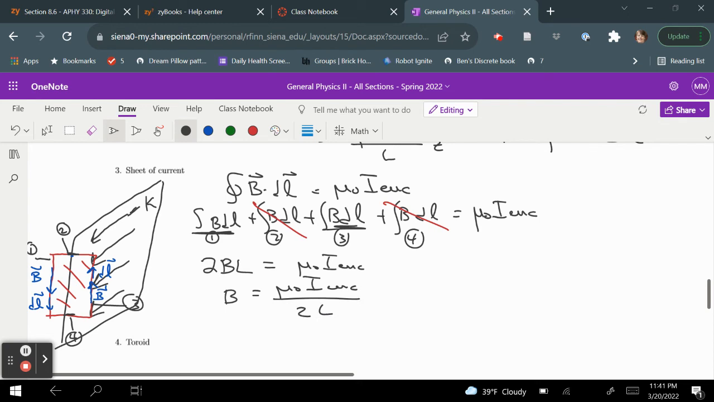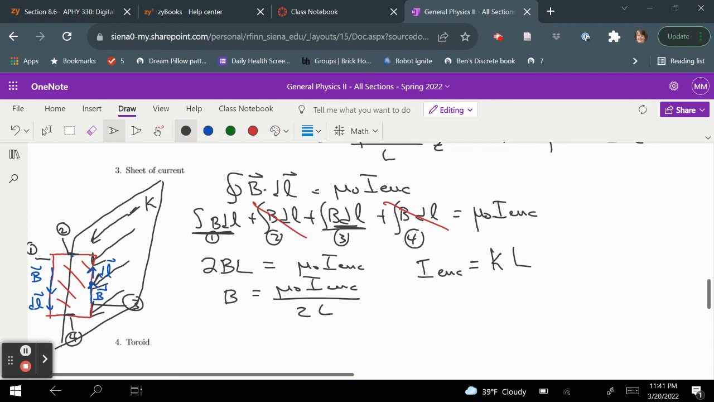Okay, and now when I want to figure out what K is, I know that I enclosed is equal to K times L.